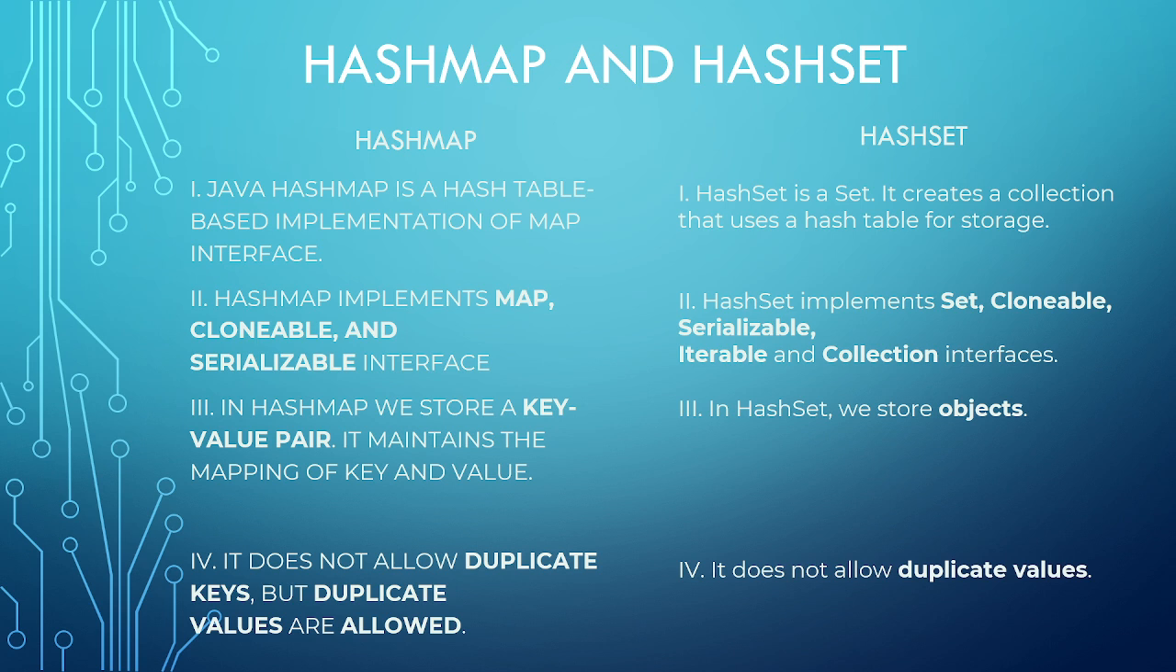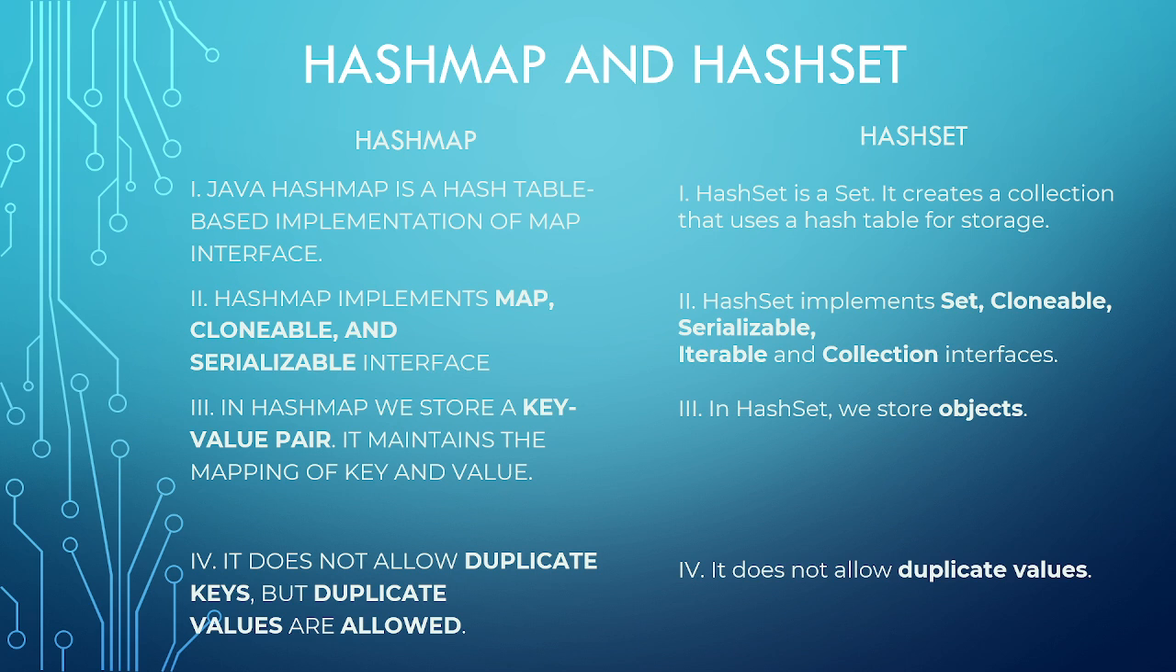In the first point, hash set is a set. It creates a collection that uses a hash table for storage. Okay, so we go for the next point. Second one, hash map implements the map, cloneable and serializable interfaces. In the same manner, hash set implements set, cloneable, serializable, and iterable collection interfaces. So in addition, hash set is iterable.